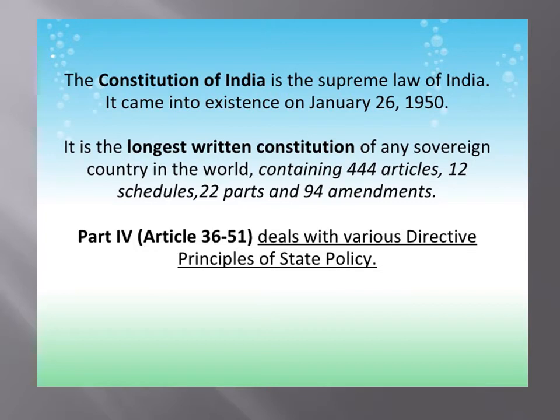The Constitution of India is the supreme law of India. It came into existence on January 26, 1950. It is the longest written constitution of any sovereign country in the world, containing 444 articles, 12 schedules, 22 parts and 94 amendments. And Part 4, from Article 36 to 51, deals with various directive principles of state policy.